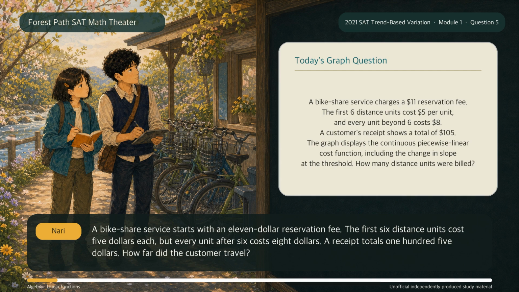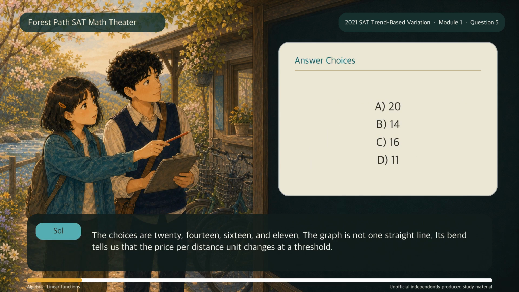A bike share service starts with an $11 reservation fee. The first 6 distance units cost $5 each, but every unit after 6 costs $8. A receipt totals $105. How far did the customer travel? The choices are 20, 14, 16, and 11.